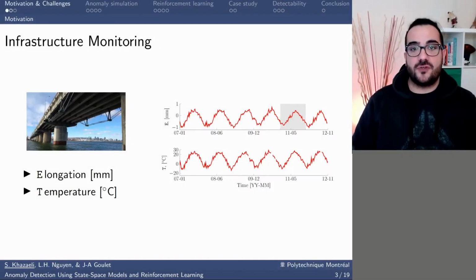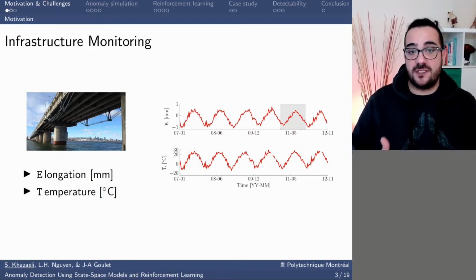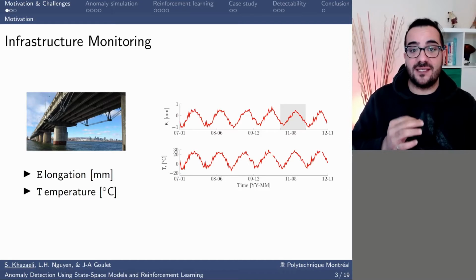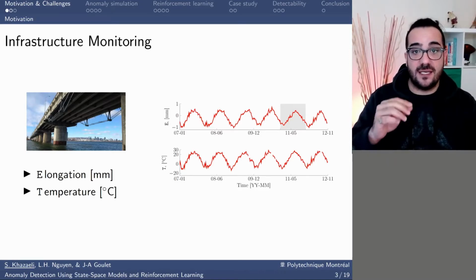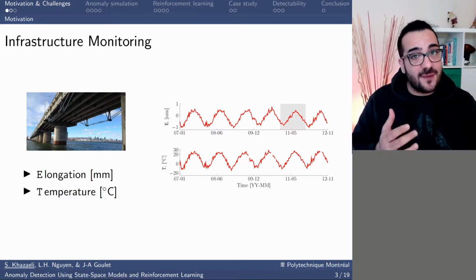In infrastructure monitoring, we use sensors to record structural responses and surrounding environmental effects. For example, these two time series show an example of the collected data on a bridge in Canada. On top, you see the elongation data of the span obtained from an extensometer over the period of 6 years. The horizontal axis is the time and the vertical axis shows the measurements in millimeters. On the bottom, you see the air temperature data around the bridge within the same 6 years.